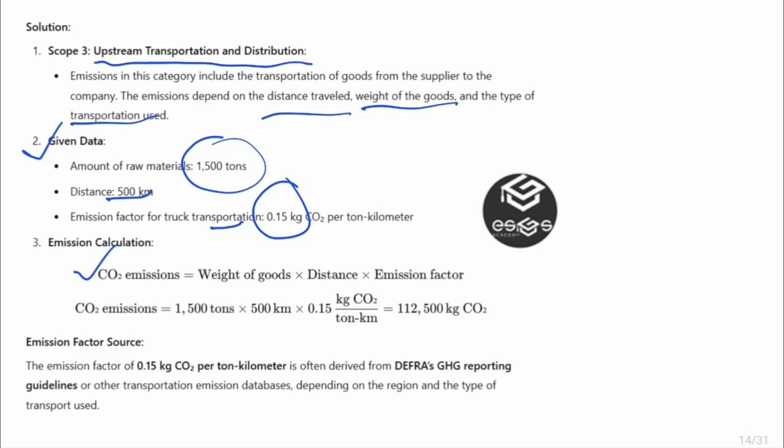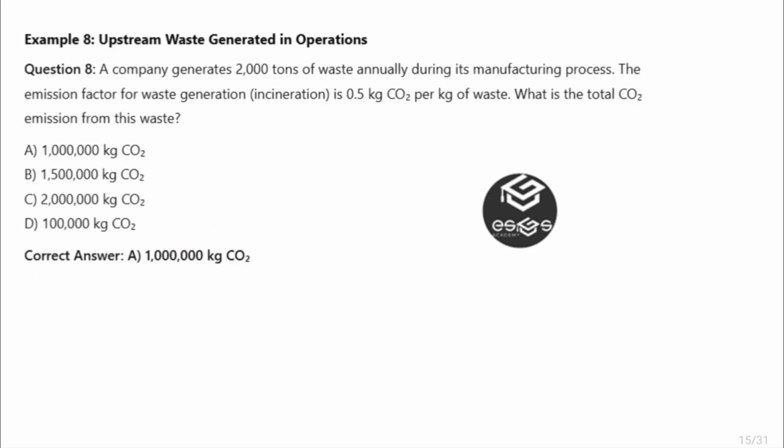So to find the total CO2 emissions, we have to multiply the weight of the goods, distance and emission factor. The data is given here respectively, and the answer comes after the multiplication. Another important thing is where this emission factor comes from. Take an example of DEFRA's GHG reporting guidelines, or the emission conversion factors and the transportation emission database, depending upon the region and the type of transportation we are utilizing. I hope you like the question. Now let us see another example.